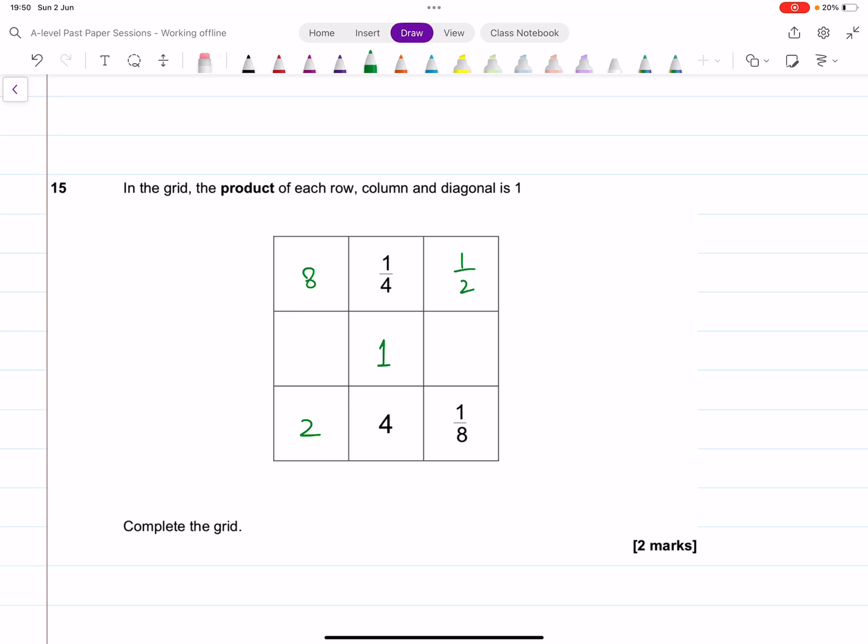Okay, and then we can fill out the remaining two boxes as well. 8 into 2 is 16. So we need 1 over 16 here so that the product becomes 1. And then 1 over 16 into 16 is going to give us the product equal to 1. So we have 16 here. And now all of those conditions are satisfied. Every single row in this grid, every single column, and every single diagonal, the product is 1. Okay. All right, let's move on to the next one.